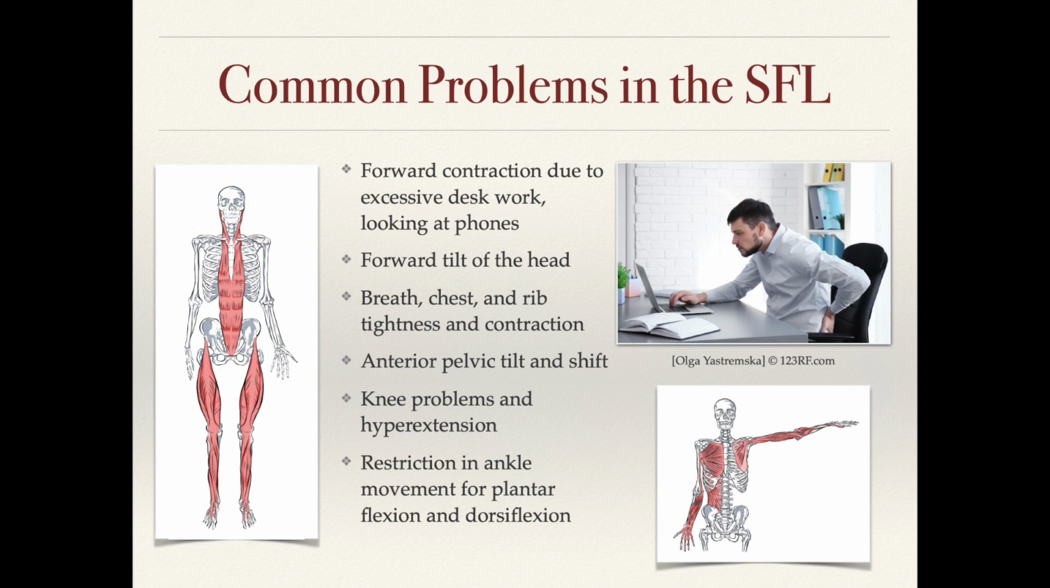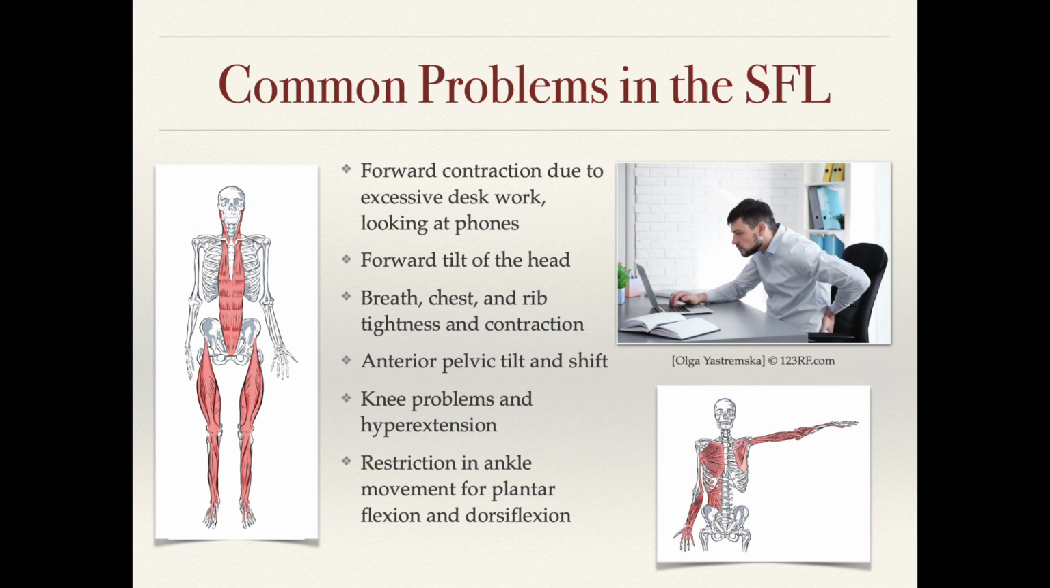Now, the common problems then are forward contraction due to excessive desk work, looking at phones. This is shifting the head forward and contracting the sternum as well as the abdominal muscles. We can see forward tilts in the head. This can also result in breath, chest, and rib tightness and contraction. People will also have anterior pelvic tilts and shifts where the pelvis is shifted or tilted forward. This can cause problems in the superficial front line and be related to some of the indications that we find with Master Tung's points on this channel.